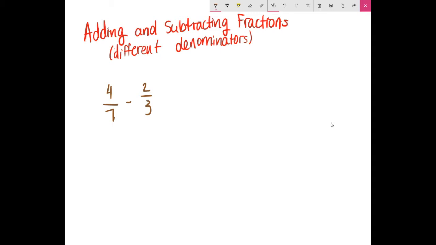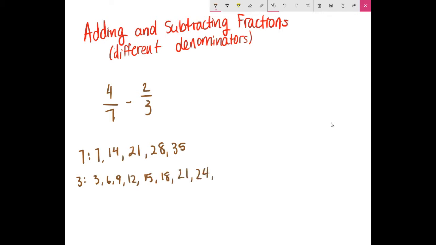So in this situation, what we have to do is find the least common denominator, which would be the least common multiple of the denominators. So let's list out our multiples of 3 and 7. For 7, we got 7, 14, 21, 28, 35. For 3, we have 3, 6, 9, 12, 15, 18, 21, 24, 27, 30.